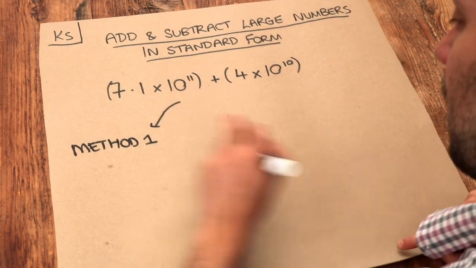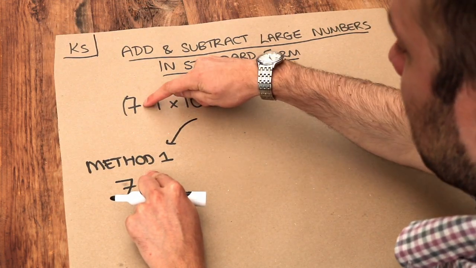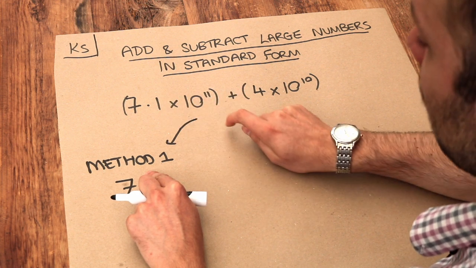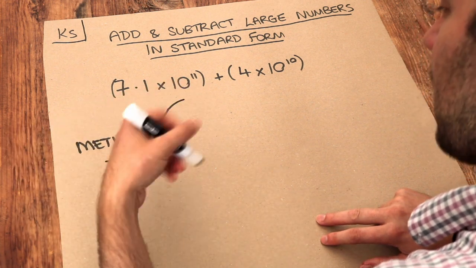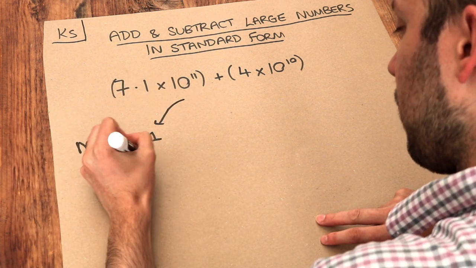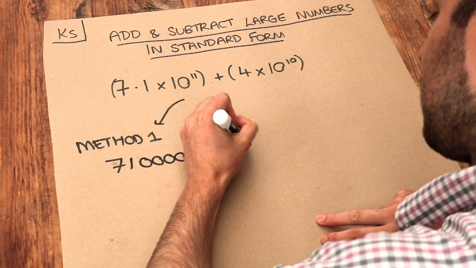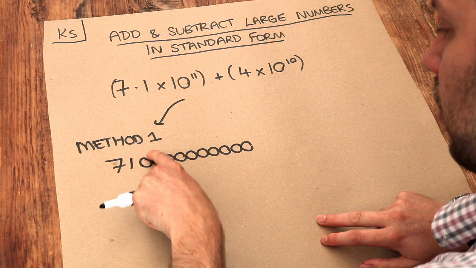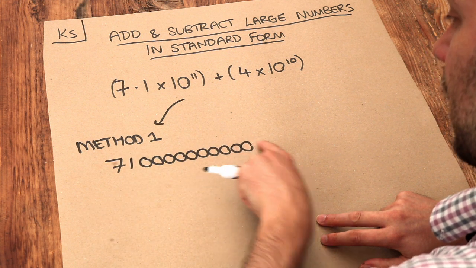7.1 times 10 to the 11, that's going to be, well, if we multiply by 10 initially, that moves the decimal point to the end, so we get 71, but we still have to multiply by 10 more tens. So that's going to be 71 with 10 zeros on the end. And let's just double check. So the decimal point was here. 1, 2, 3, 4, 5, 6, 7, 8, 9, 10, 11 jumps.